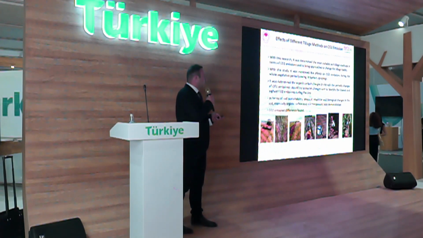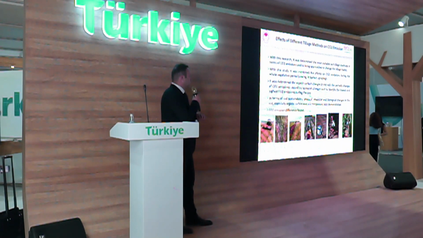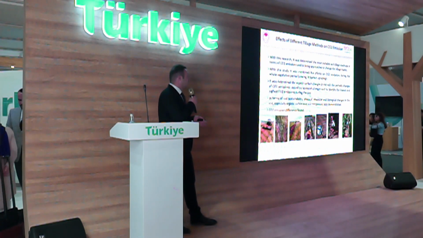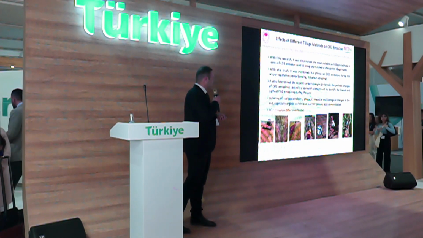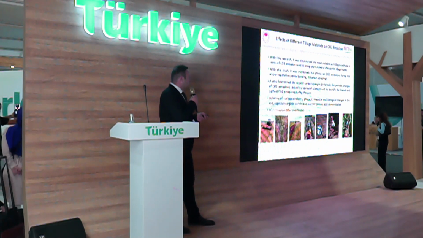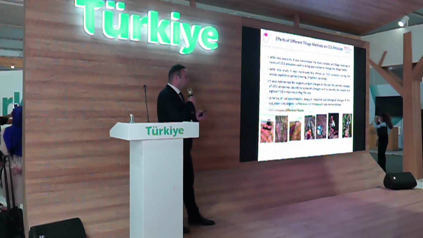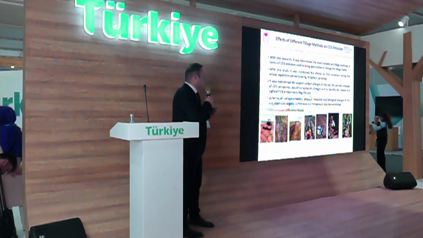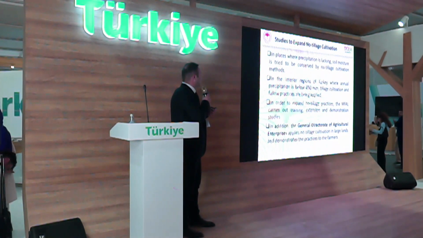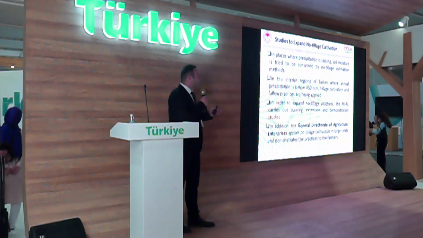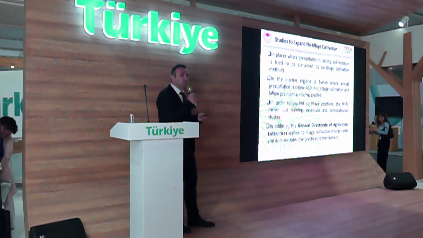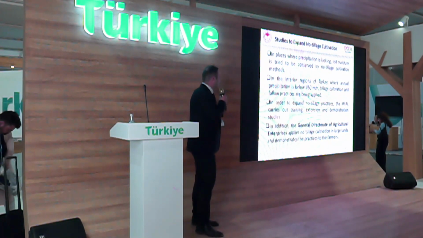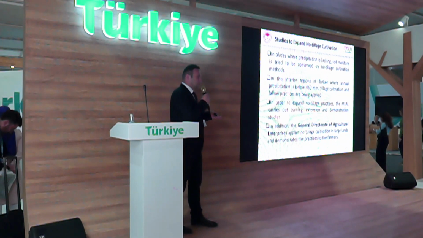And in terms of sustainability, physical, chemical, and biological changes in the soil, especially organic carbon and microorganisms, were demonstrated. Carbon emission difference was found. This is also for our mitigation studies. Another one is the studies to expand no-tillage cultivation in places where precipitation is lacking. With less water, soil moisture is tried to be conserved by no-tillage cultivation methods.